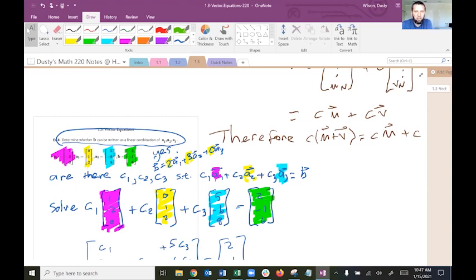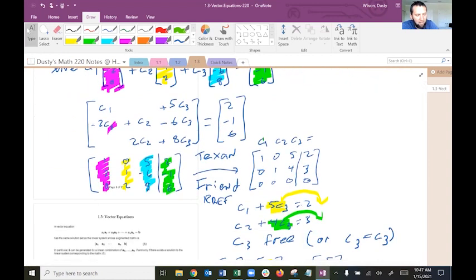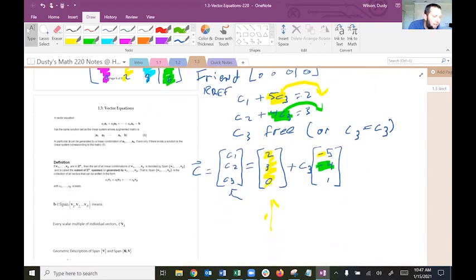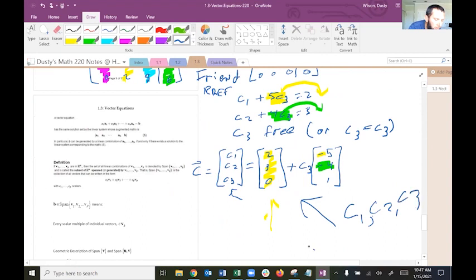Other questions or clarifications needed? From Ahmed asks, so C1, C2, and C3 can be anything. No, they can't be anything. They have to be of this form. C1, C2, C3 of this form.